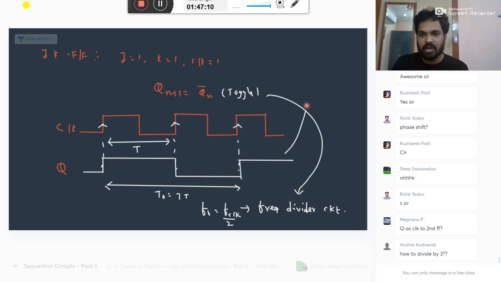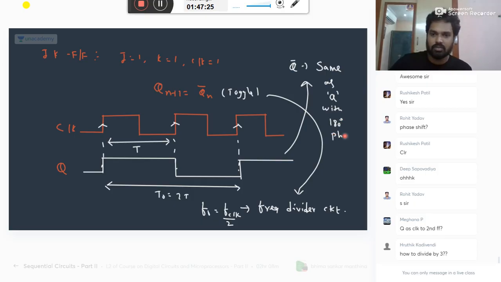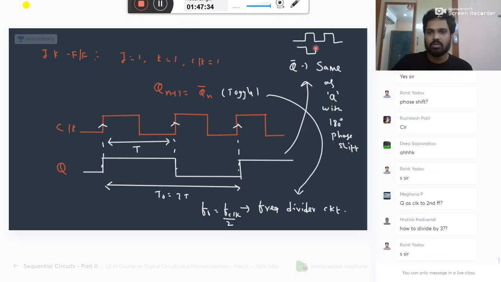Divide by 3 is by using counters, you can do a mod 3 counter. Q bar is the same as Q with a 180 degree phase shift. Will you accept this? You have this signal as Q. What is your Q bar? Half time period difference now. Q.